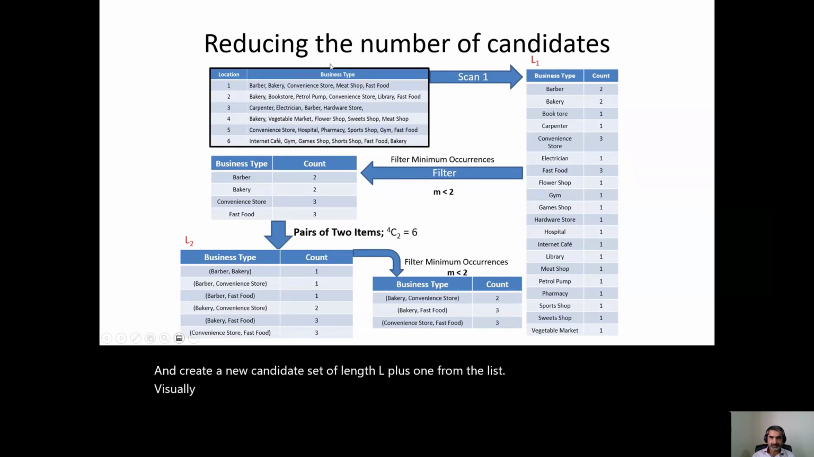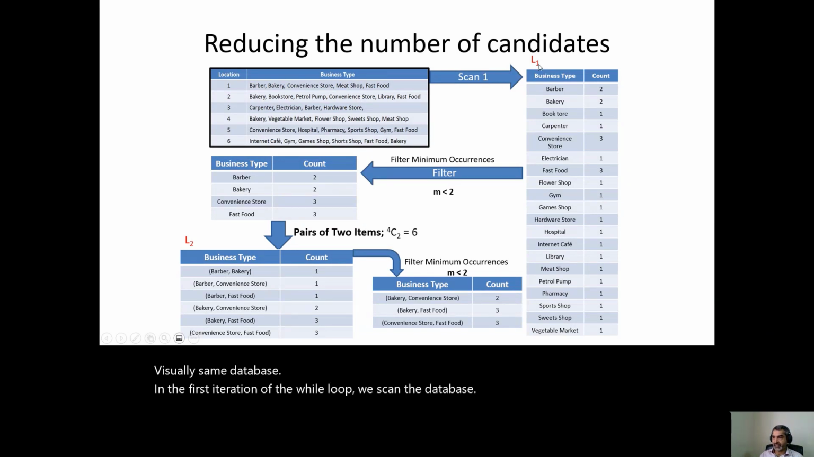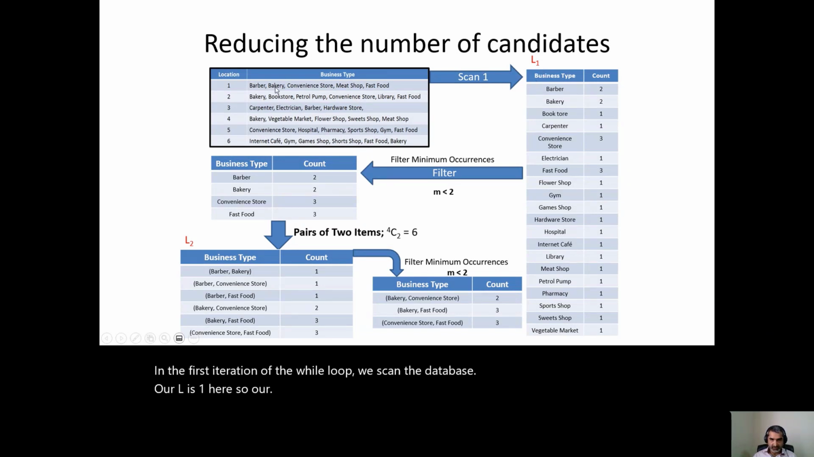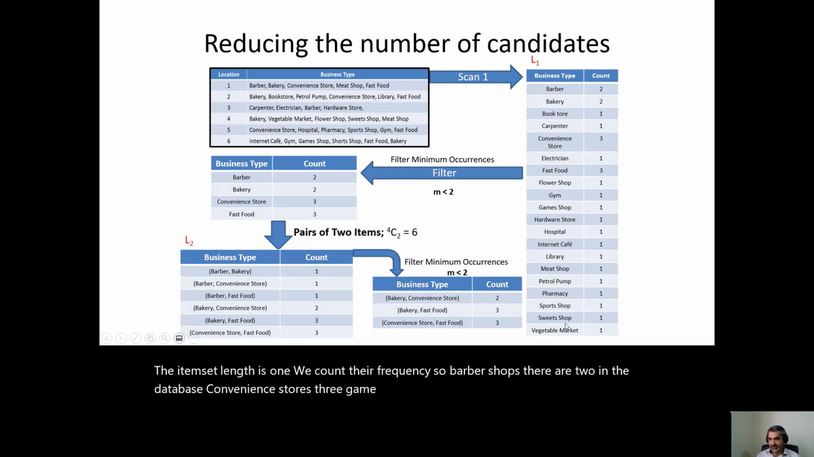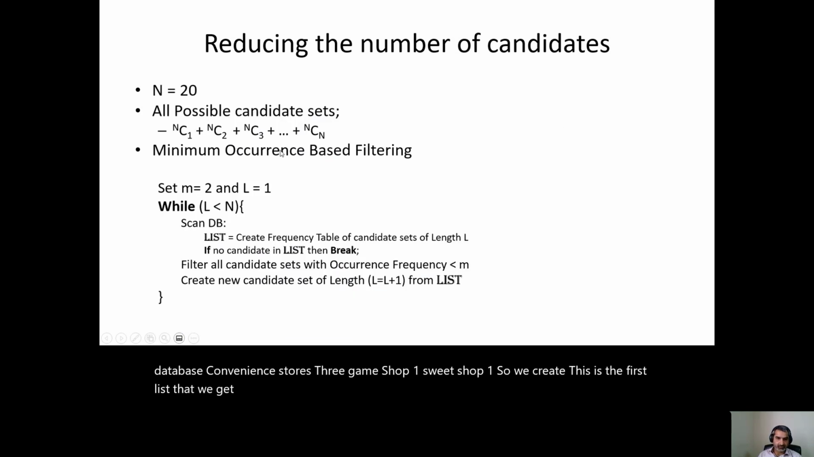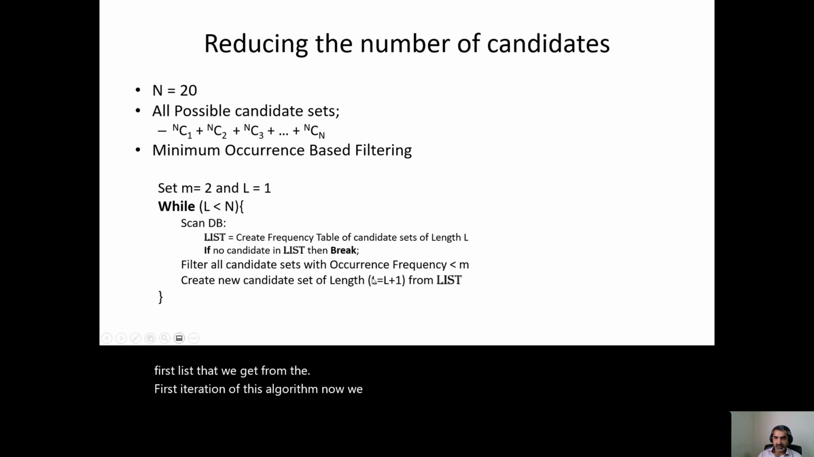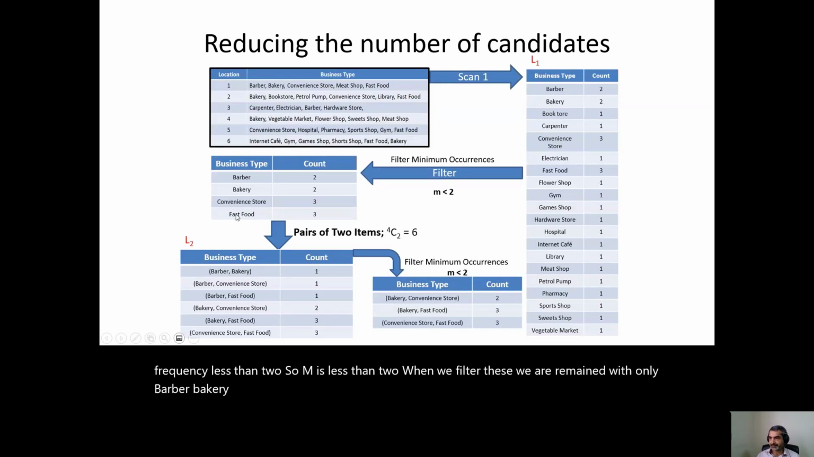Visually, same database. In the first iteration of the while loop, we scan the database. Our L is 1 here, so for every unique item, the item set length is 1. We count their frequency. Barber shops, there are 2 in the database. Convenience stores, 3. Game shop, 1. Sweets shop, 1. This is the first list that we get from the first iteration of this algorithm. Now we filter all the candidates with frequency less than 2, so M is less than 2. When we filter these, we are left with only barber, bakery, convenience store, and fast food.